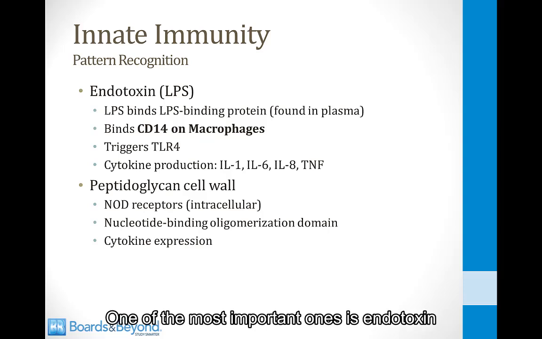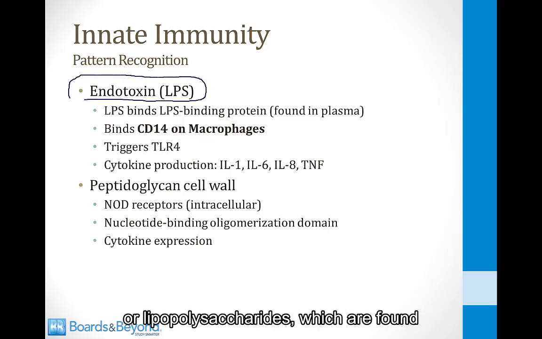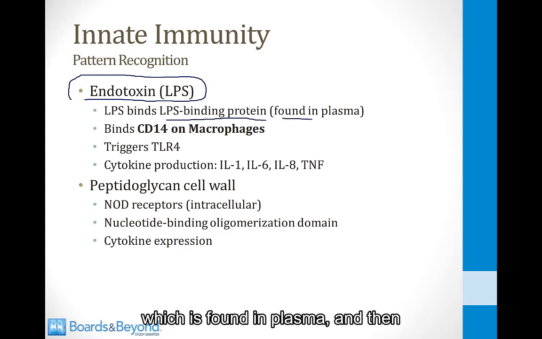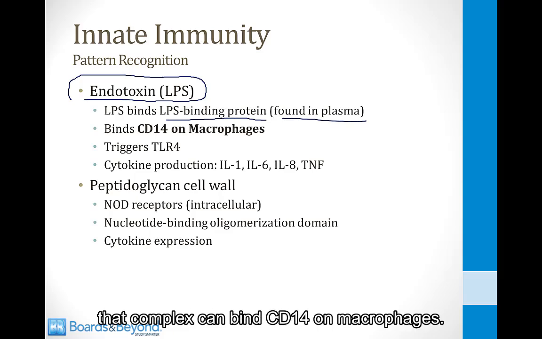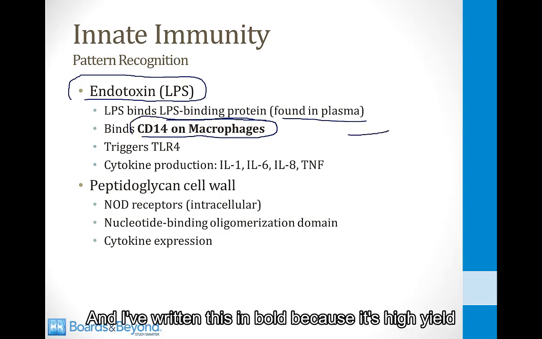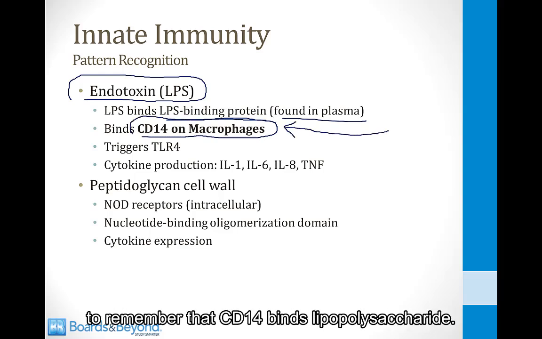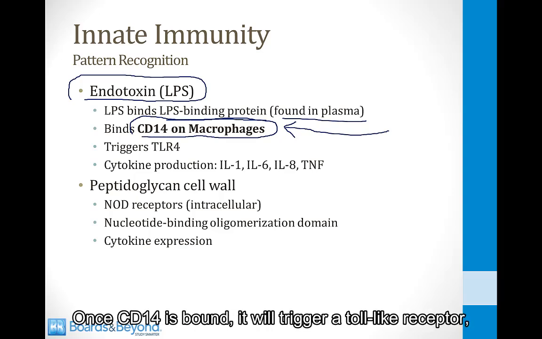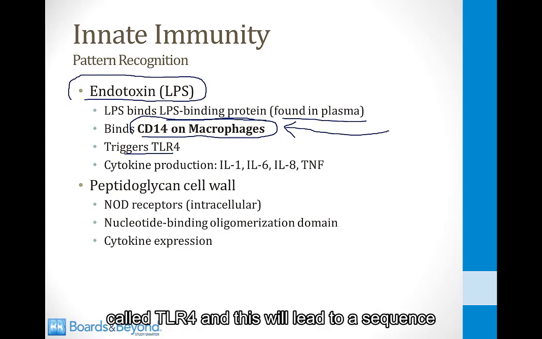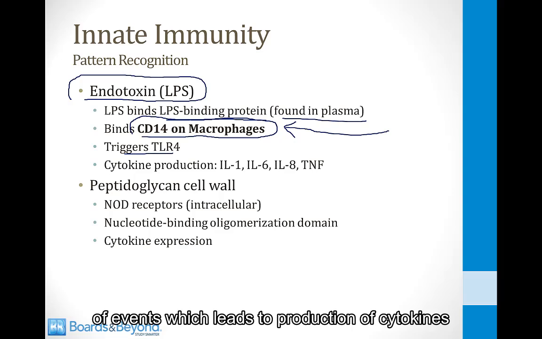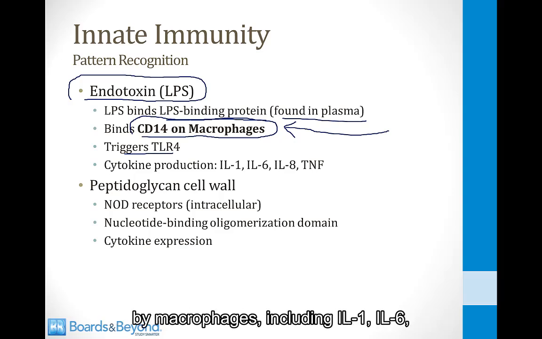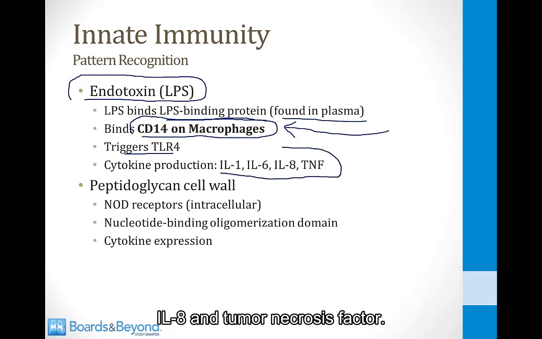One of the most important ones is endotoxin, or lipopolysaccharides, which are found in gram-negative bacteria. Lipopolysaccharides can bind to lipopolysaccharide binding protein, which is found in plasma, and then that complex can bind CD14 on macrophages. And I've written this in bold because it's high yield to remember that CD14 binds lipopolysaccharide. Once CD14 is bound, it will trigger a toll-like receptor called TLR4, and this will lead to a sequence of events which leads to production of cytokines by macrophages, including IL-1, IL-6, IL-8, and tumor necrosis factor.